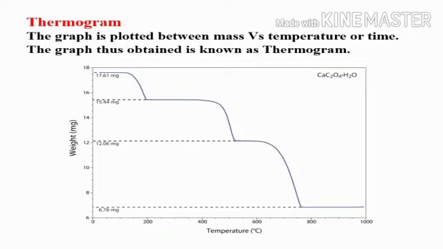Thermogram. The graph is plotted between mass versus temperature or time. The graph thus obtained is known as a thermogram. A thermogram is a characteristic curve for a given compound. In this graph, the horizontal portion, that is the plateau, indicates the region where there is no change in the weight, while the curved portion indicates the loss in the mass. The heating temperature varies from ambient to 1500 degrees Celsius.